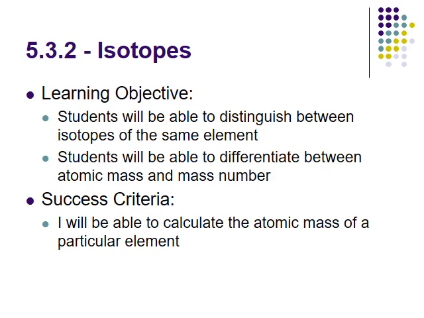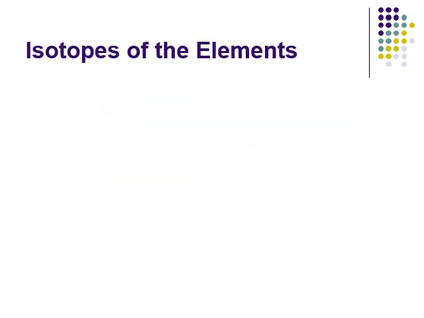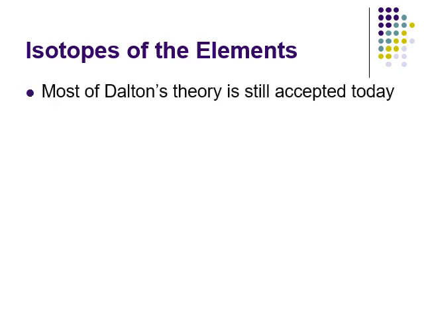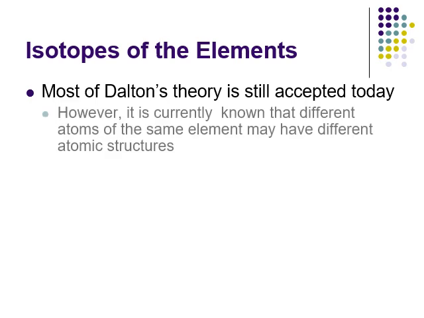Okay, now we are dealing with this topic called isotopes, a little bit trickier. Most of Dalton's atomic theory is still good and used today, but there are some issues. Dalton said all atoms of a certain element are the same. Turns out that's wrong. Different atoms of the same element can have different atomic structures. So let's think about what can differ. Can the protons differ for the same element? No, because the protons are what defines the element.